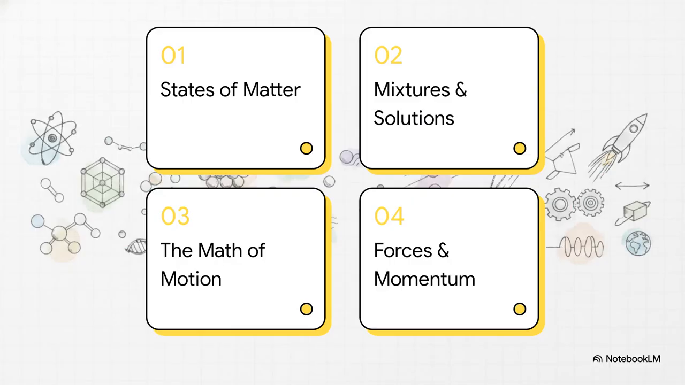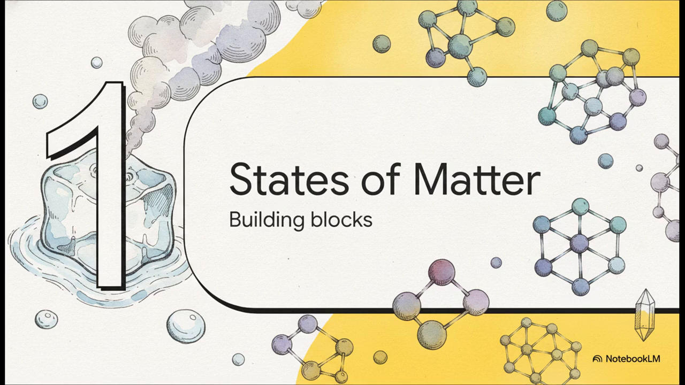To get there, here's a quick roadmap for today's explainer. 1. The states of matter. 2. Mixtures and solutions. 3. The math of motion. And 4. Forces, inertia, and momentum. All right, let's kick things off with Section 1, the states of matter.